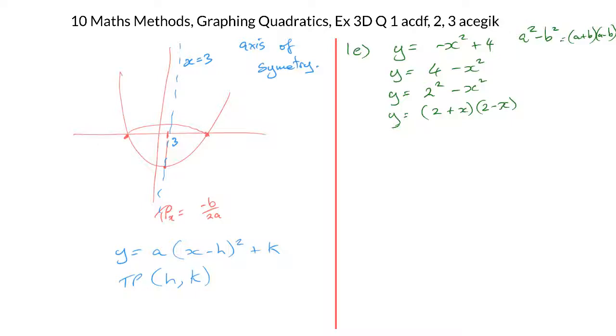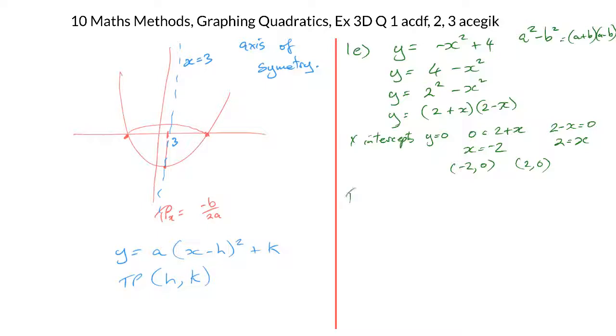And that's factorized. So to find the x-intercepts, which is one of the things we're asked to do, the x-intercepts are when y equals 0. So 0 equals 2 plus x. So x will equal negative 2. And 2 minus x equals 0. So 2 will equal x. So we have plus 2 and minus 2 are the intercepts. So negative 2, 0, and 2, 0.